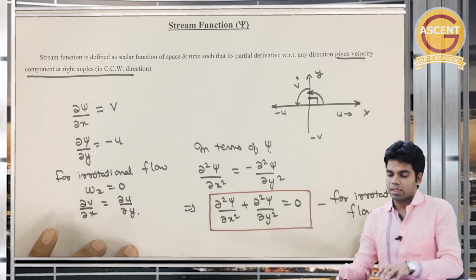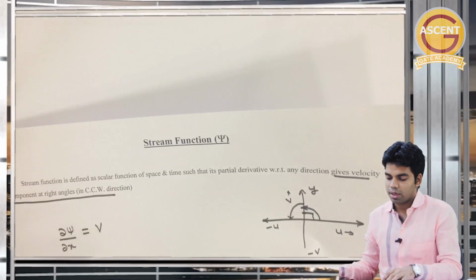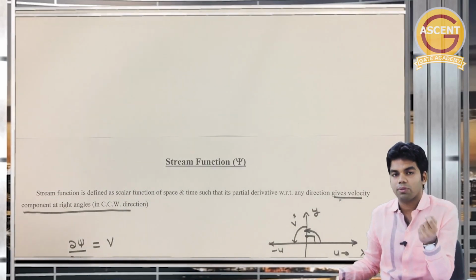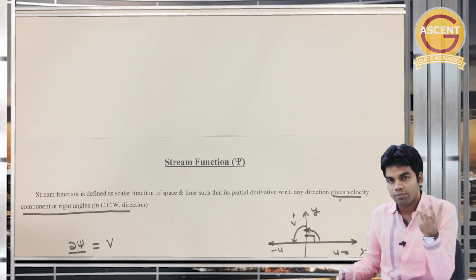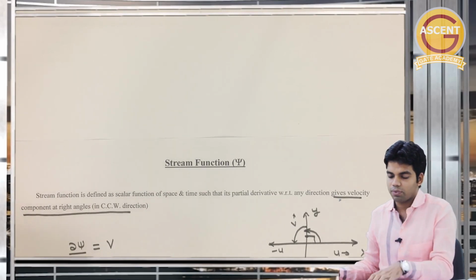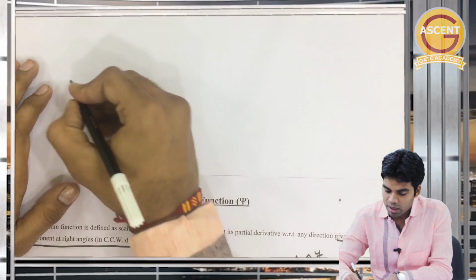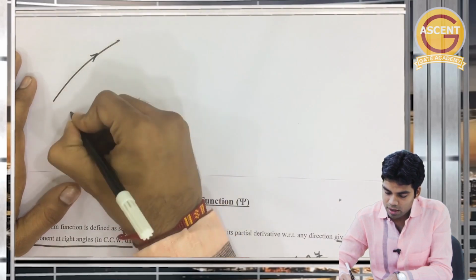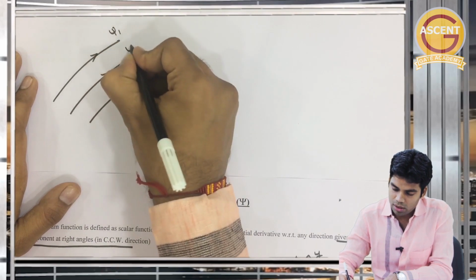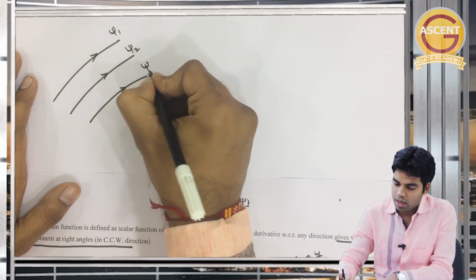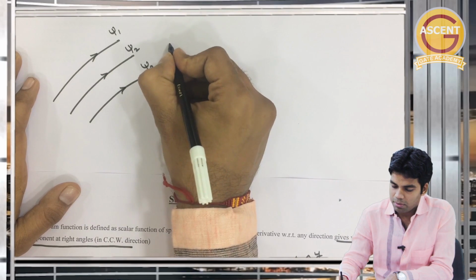If this is satisfied, then the flow is irrotational. Okay, now what will be the stream lines? We have seen the equipotential lines, where the velocity potential was constant. Similarly, the lines at every point of which the stream function is constant. If we draw lines of constant stream function, suppose like this, these are the lines of constant stream function. That means psi is constant here, and such lines are called stream lines.